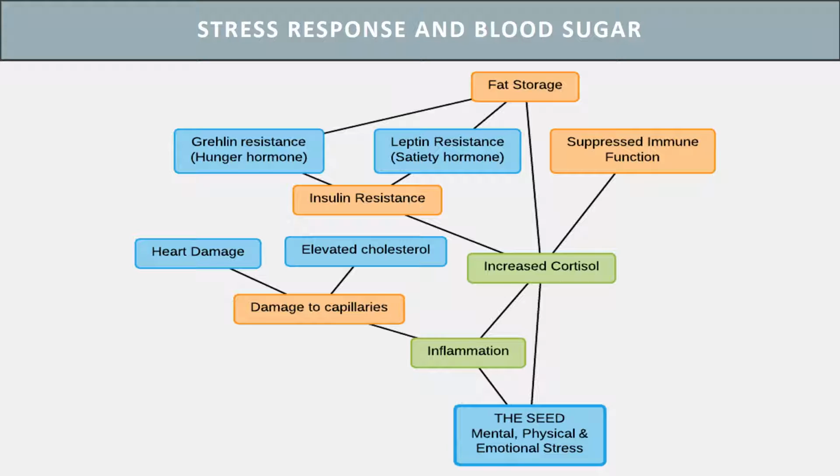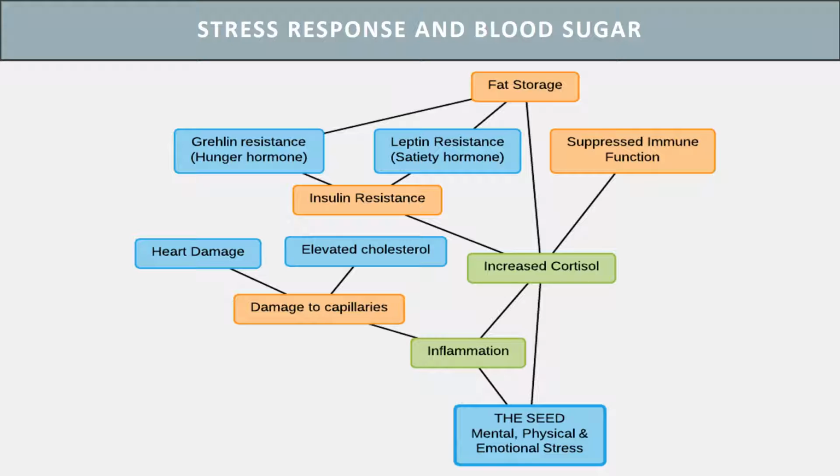Increased cortisol has three basic effects on your body. The first effect is it causes insulin resistance. The second effect is it increases the amount of fat storage. And then the third effect is it suppresses your immune function.